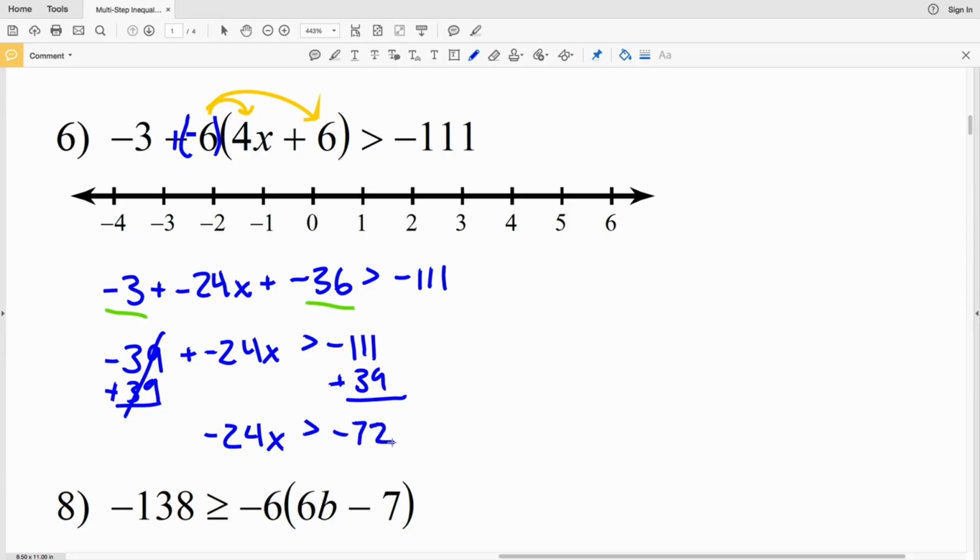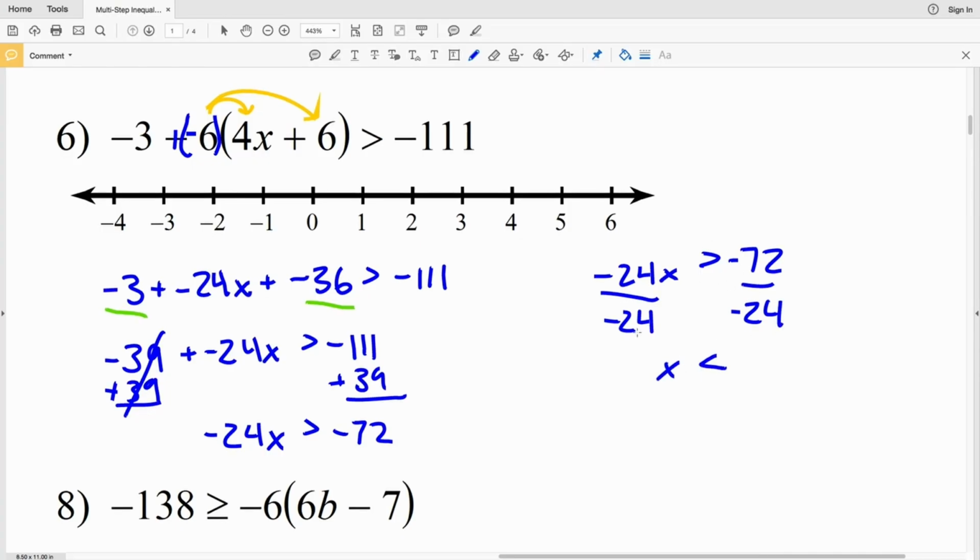I'm going to go ahead and rewrite this line over here. -24x is greater than -72. So now we're going to go ahead and divide by -24. When we divide by a negative, we have to flip the inequality. So this is going to become less than. So x is less than a +3. Locating the 3, circle that and shade everything to the left.